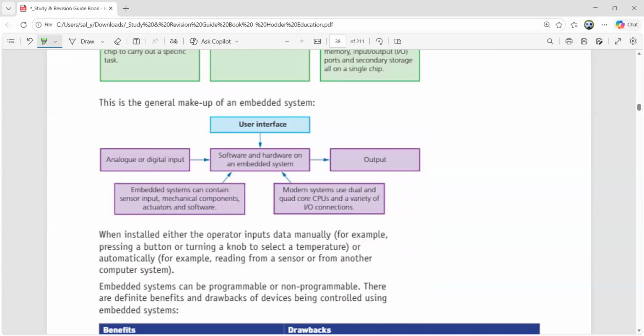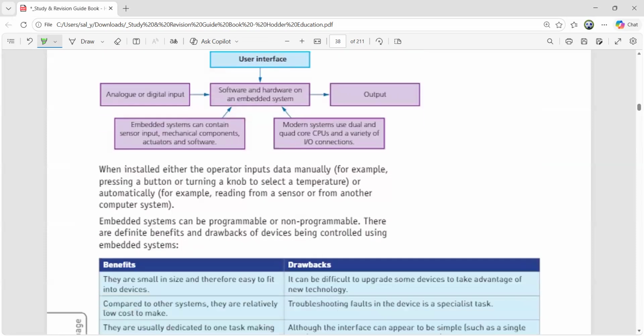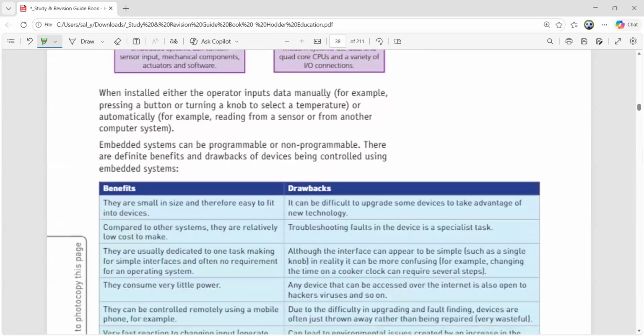It's composed of analog or digital input. A software is there to handle the hardware. Software and hardware are going to work on the embedded system. It can contain sensor input, mechanical components, actuators, and software. Modern systems use dual and quad core and a variety of I/O connections, and then they're going to give you the outcome or the output. Now, talking about the applications, where are they being used and the benefits?